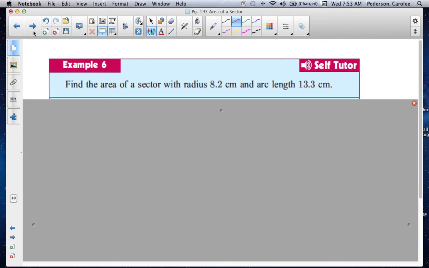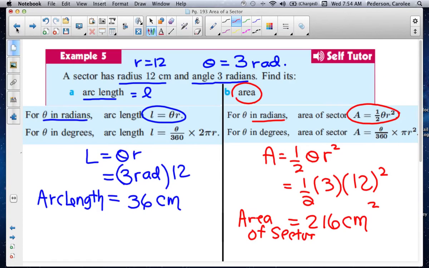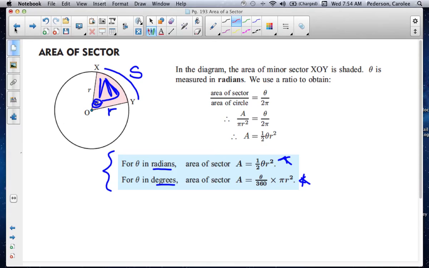The next example, we want to find the area of the sector. So the area is unknown. The radius is 8.2 centimeters. And the arc length is given to us as 13.3 centimeters. So if we go back 2 slides, in order to use one of these two formulas, I need to know the central angle. We don't know that yet.